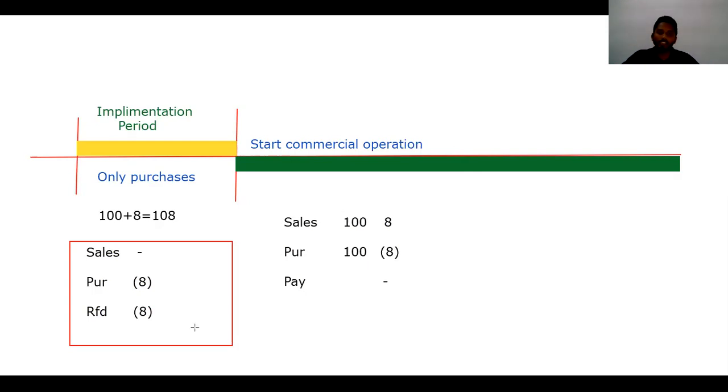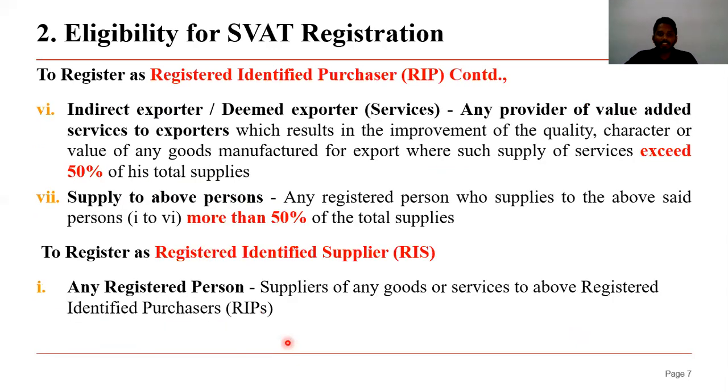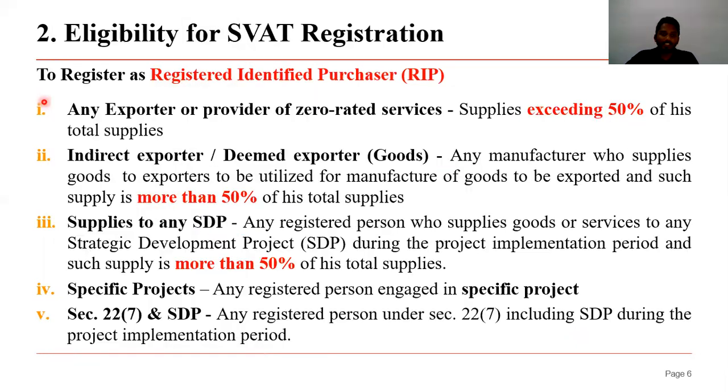Right? This is very important in the case of any business or project. If you are going to implement in Sri Lanka, then they are eligible to register under 227 registration, and also they are eligible to register for the SVAT scheme. And then I'm sharing the slide again. During the project implementation period, now you got the point. Then again we discuss in this slide number 6, the 5 people who can register as RIP.